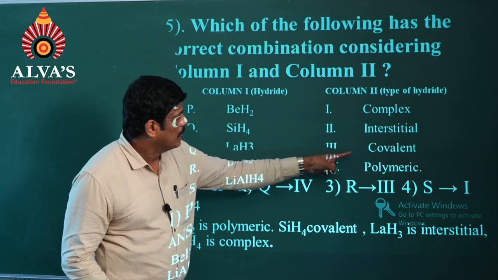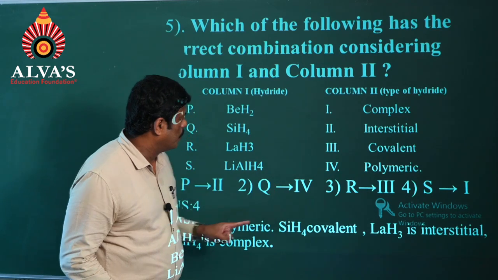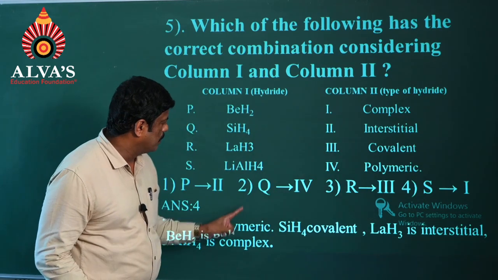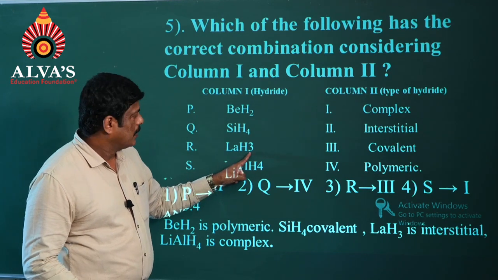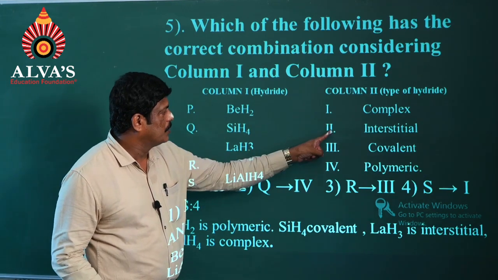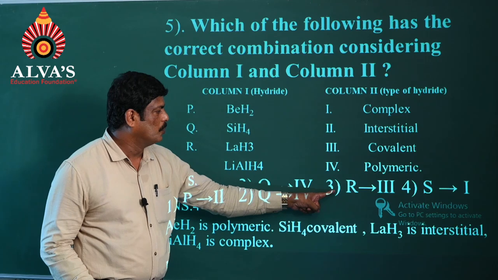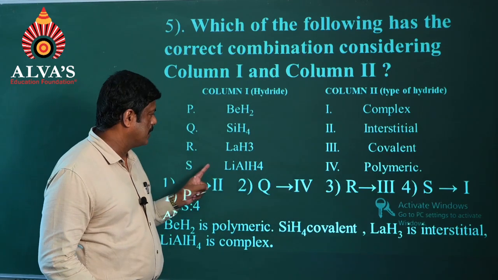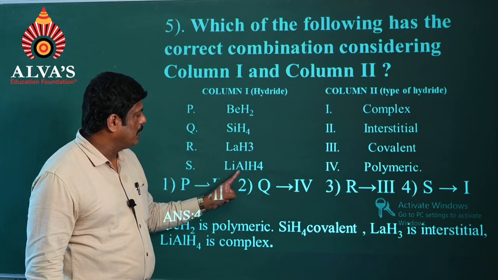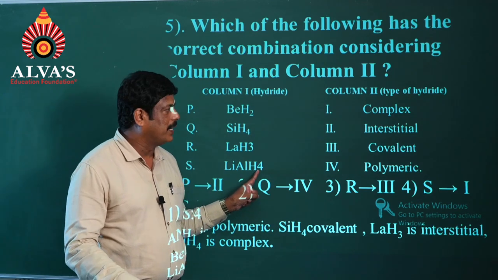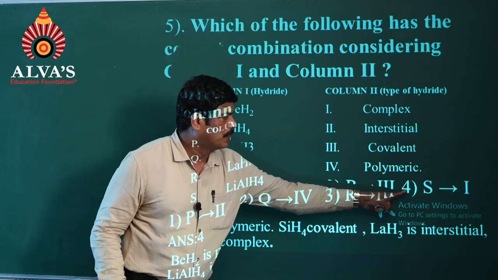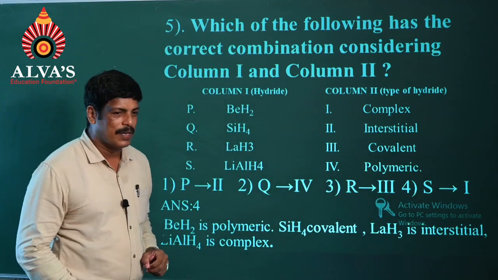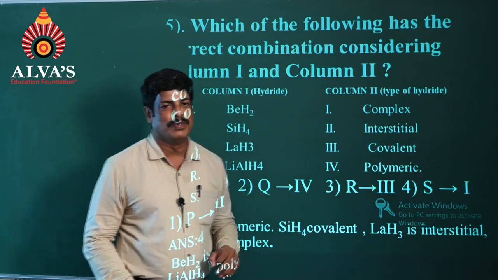SiH4 is a covalent compound, meaning it has Q3, but for Q they have given 4, it is not a correct option. LaH3 is an interstitial compound, meaning R has to become 2, but they have given 3. It is not correct. LiAlH4, lithium aluminum hydride, is a complex, first option. So the fourth one has the correct combination, hence the option must be the fourth one.